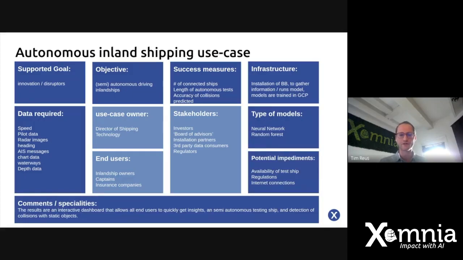And then obviously we still have a few impediments. For instance, the availability of the test ship that we have. There are a lot of regulations about how you can test autonomous vehicles, even though they're on water, and especially if they're on water, maybe. And then, how does a ship send its data to the cloud? We need an internet connection, and that's very much an impediment if you are in Germany. Maybe you've seen it while driving there as well. So, and then there are some comments.